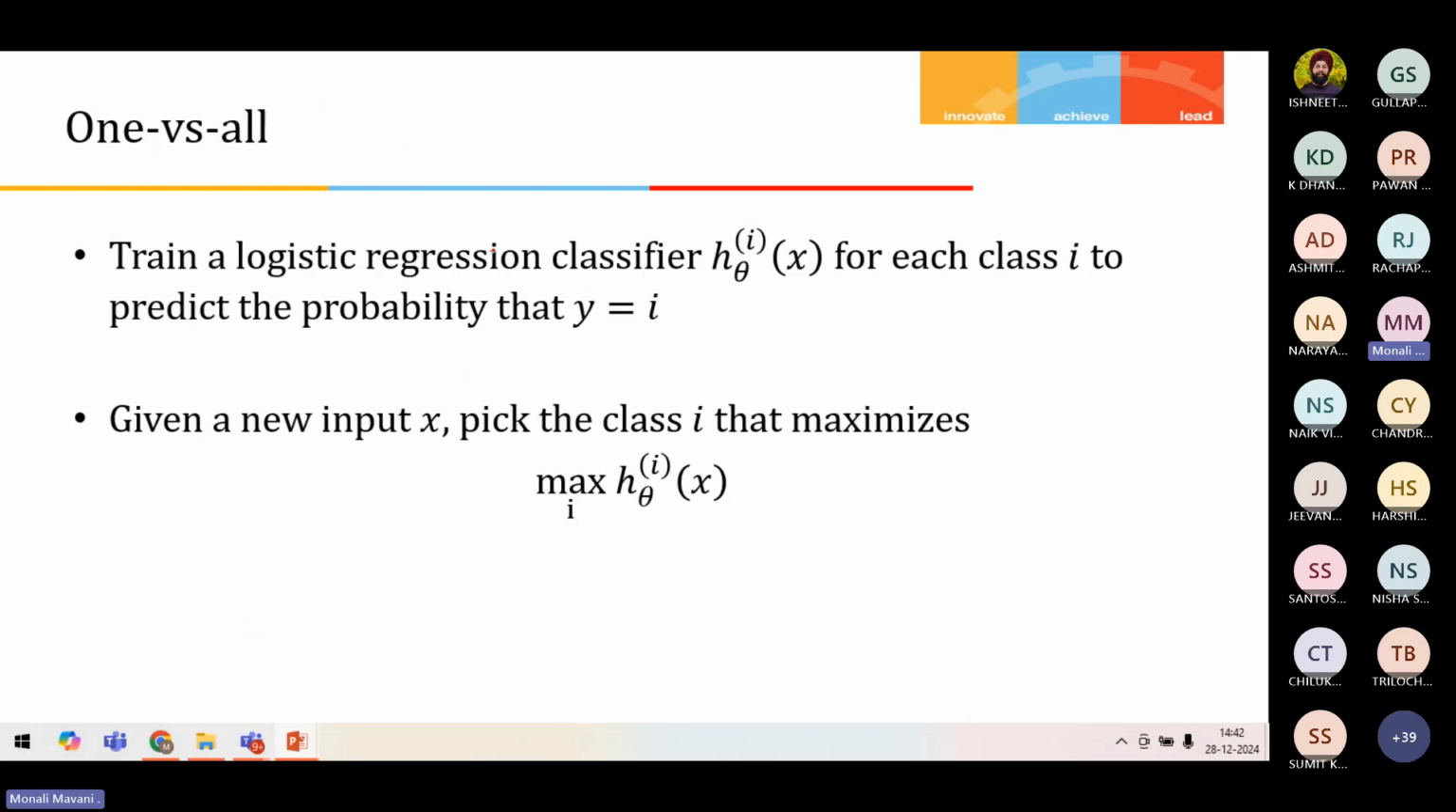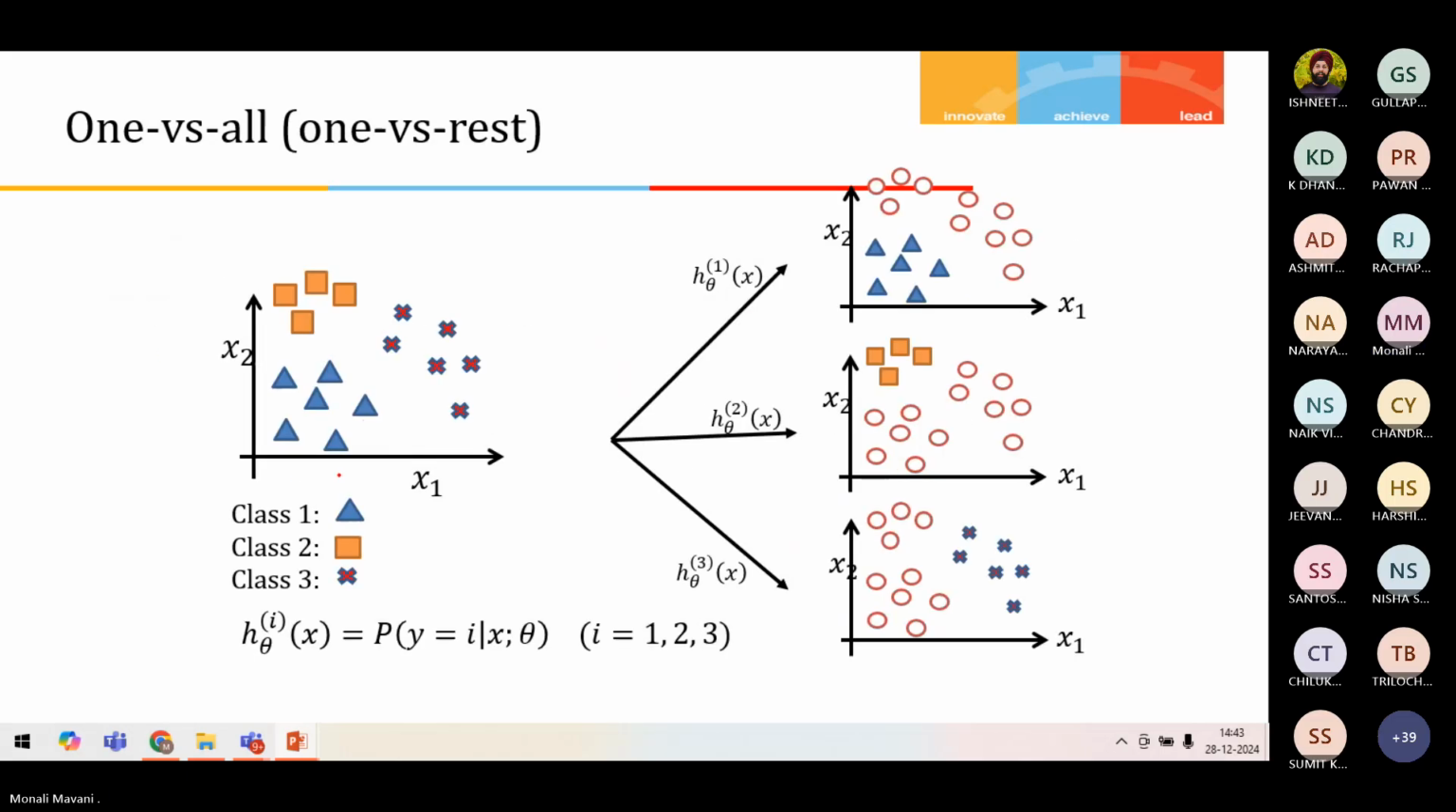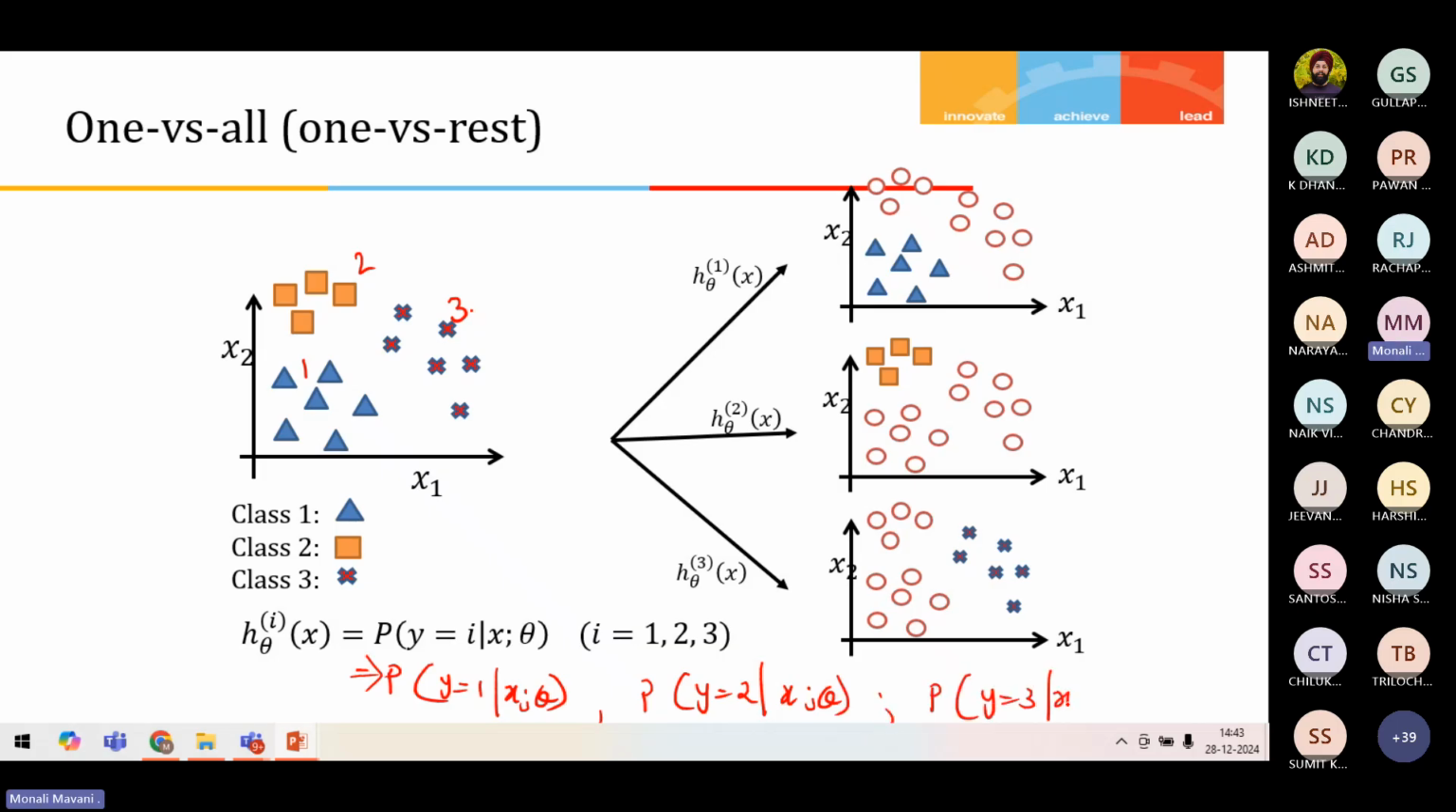So here's a hack for how we can use it. We can use this hypothesis function, our logistic regression classifier, for each class and find the class probability. Whichever class has the highest probability, we pick that class for that data point. Say for example, this is class 1, class 2, and class 3. For each class we will find this posterior probability: y equal to 1 given the features and the parameters. We will also find it for class 2, and also for class 3. However many classes we have, we can do this.